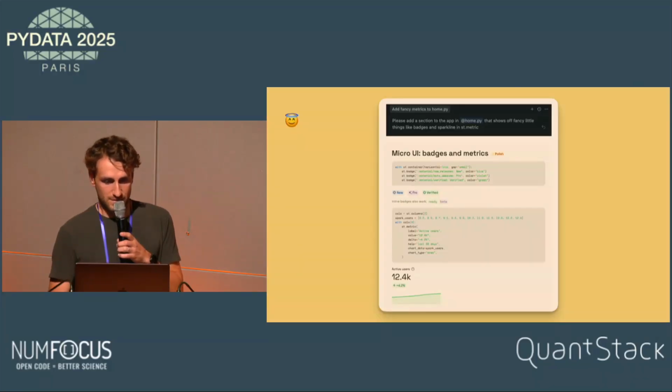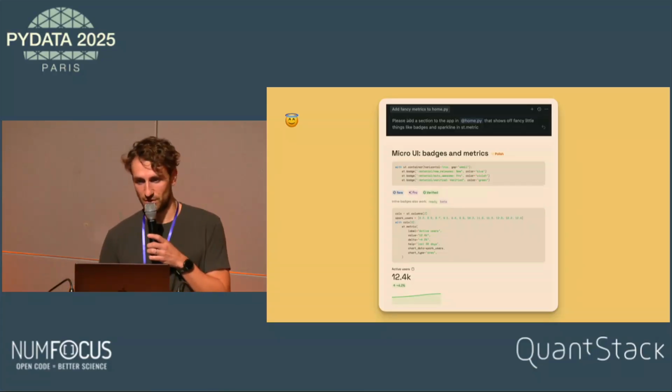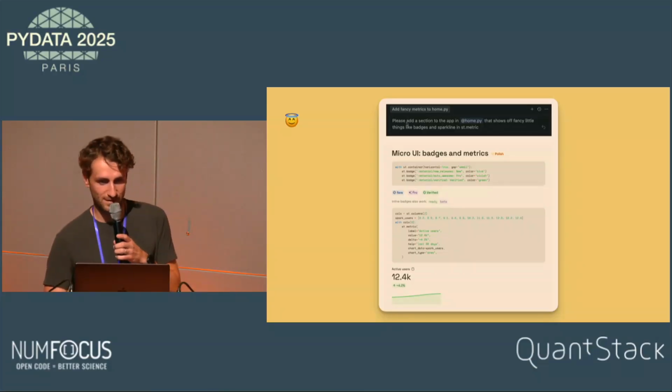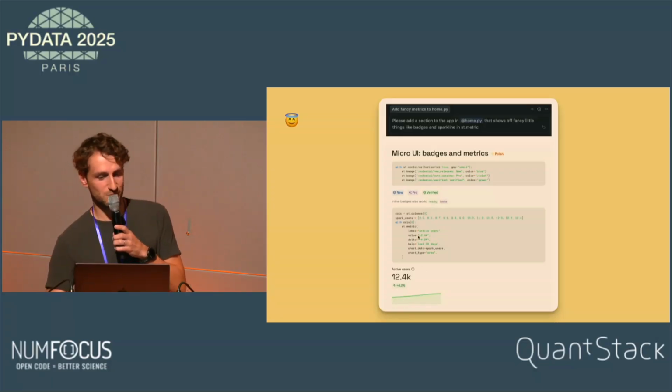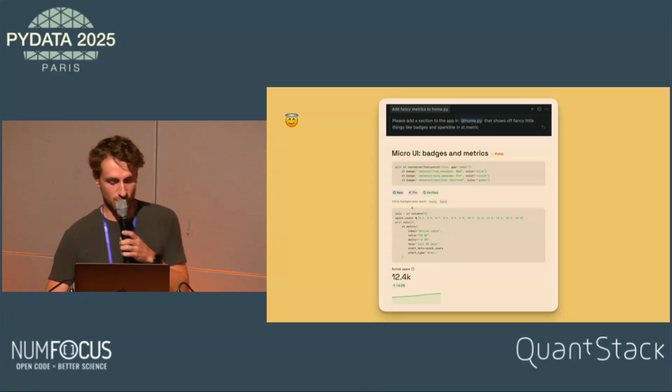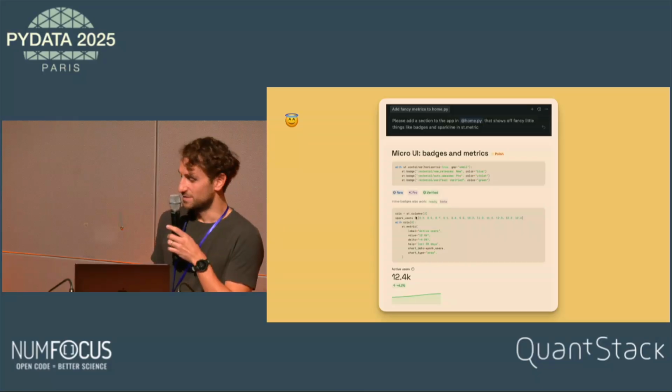And this is actually a try. I just tried to add something to Johannes' app that he's going to show you: adding a section to show off some fancy little things that Streamlit added recently. Those are the badges here, and those are the sparklines inside of st.metric. I just gave this prompt, and Cursor added this section very easily.